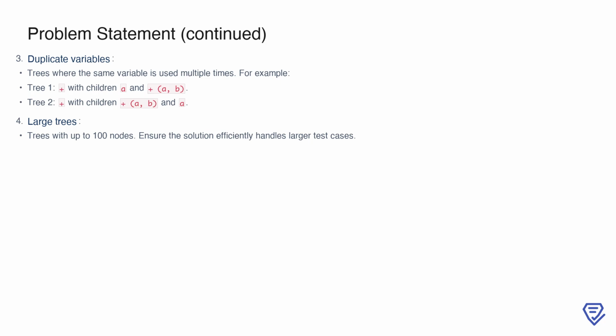Finally, there are additional constraints and edge cases to consider. For instance, with single-node trees, where each tree contains only one variable, the function should return true if the variables match and false otherwise. For unbalanced trees, even if the structures are different, the expressions might still be equivalent if the multisets of variables are the same. Another edge case involves trees with duplicate variables, where the same variable appears multiple times. The solution must also handle large trees with up to 100 nodes efficiently. These considerations ensure the function works correctly across all possible inputs.